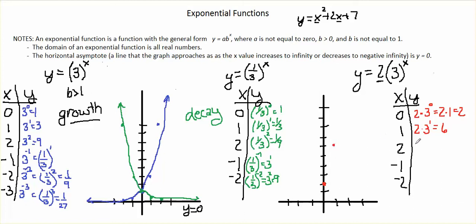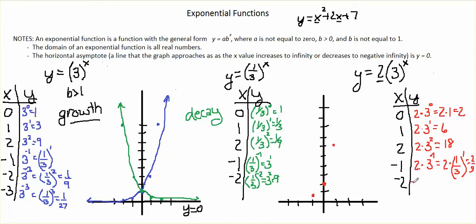At 2, what happens at 2? Okay, it's 3 squared. We're going to do our 3 squared first, which is 9, times 2 is 18. Okay, that's off our chart, so I'm not going to plot it. I'm going to go to our -1 power. 2 times 3 to the -1. Remember, a negative exponent means we take the reciprocal. So we're going to take the reciprocal of 3 and raise it to the first power, which is just a third. So 2 times a third is 2/3. So at -1, we're here at 2/3.